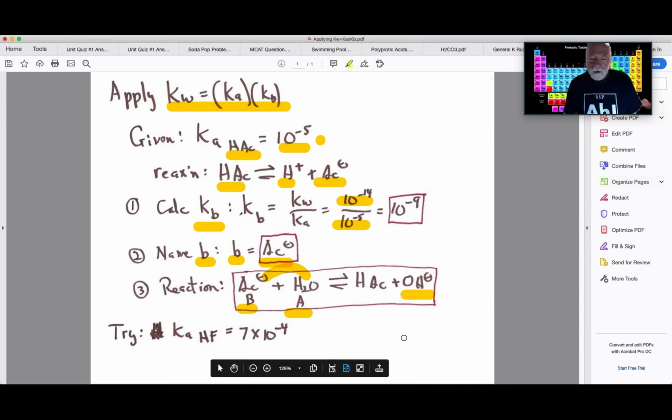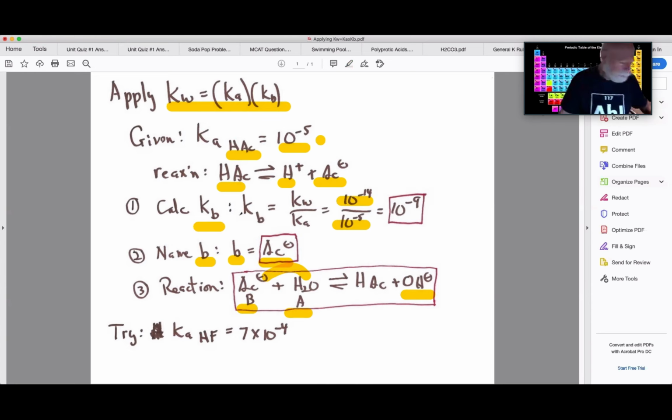Okay, now here's what I want you to do. I want you now to try this one. So given the K sub A of HF is 7 times 10 to the minus 4, I want you to answer these three questions. Calculate K sub B, name the base, and then write the reaction. So I'll give you a moment to do that. The answers will actually be on the next sheet, which I hope you don't look at yet, but I'll give you a moment to see if you can answer these questions on your own.